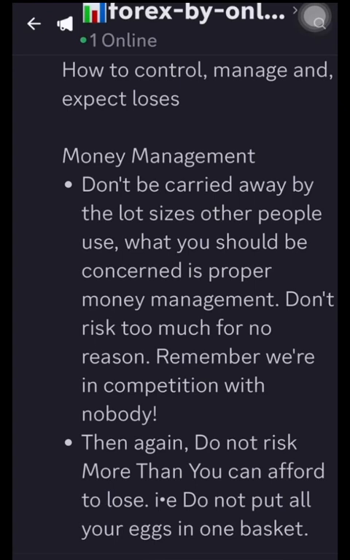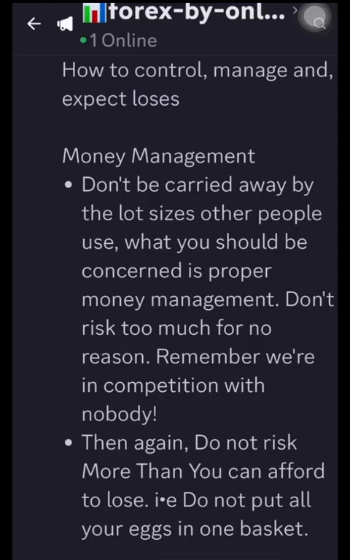Like Forex can't leave your mind. So don't be carried away by the losses other people are using. Focus on your own. A time will reach that you will get to the point that those people you are looking at, like the people's lot size, somebody can already be using 100 lot size to trade Forex, and you're looking at that.